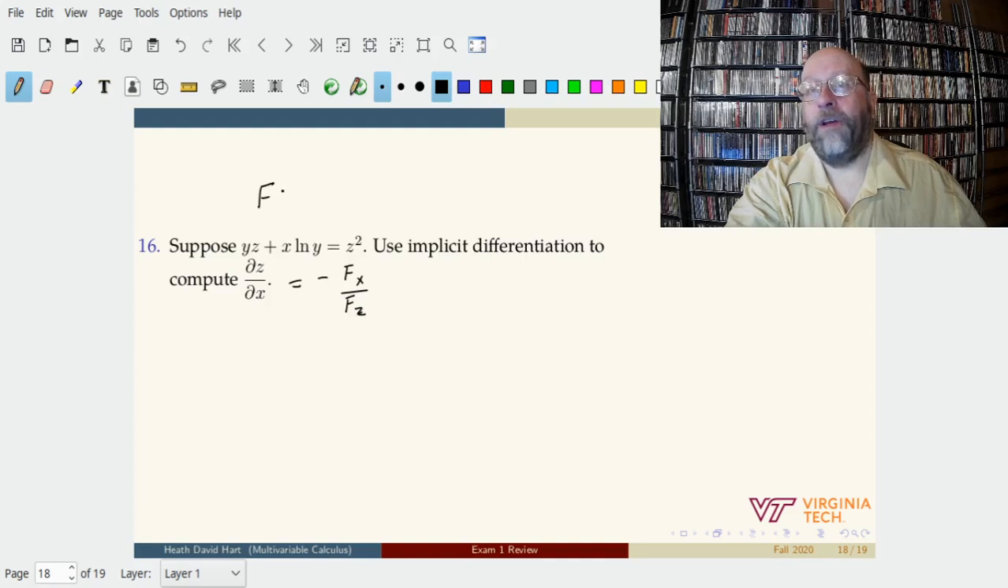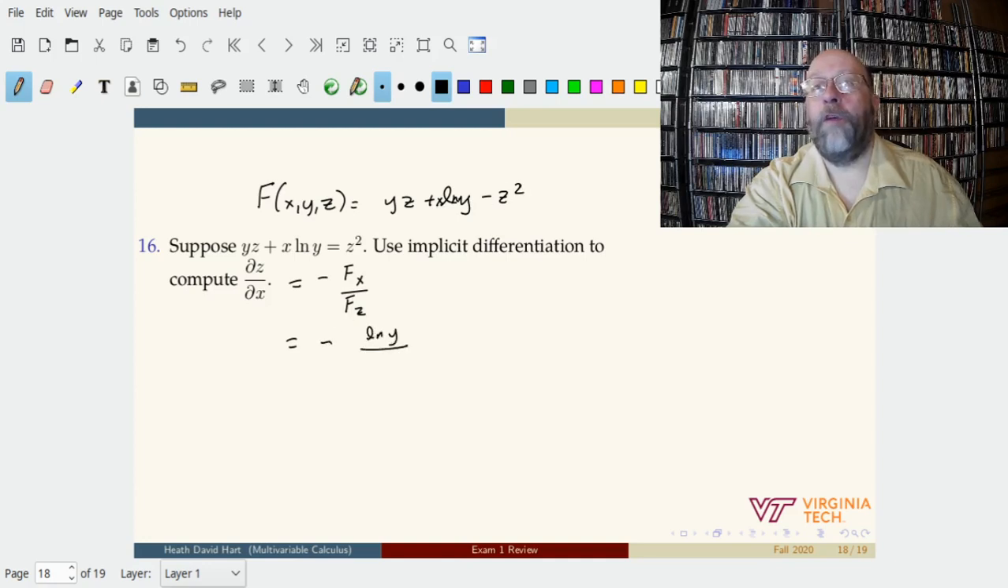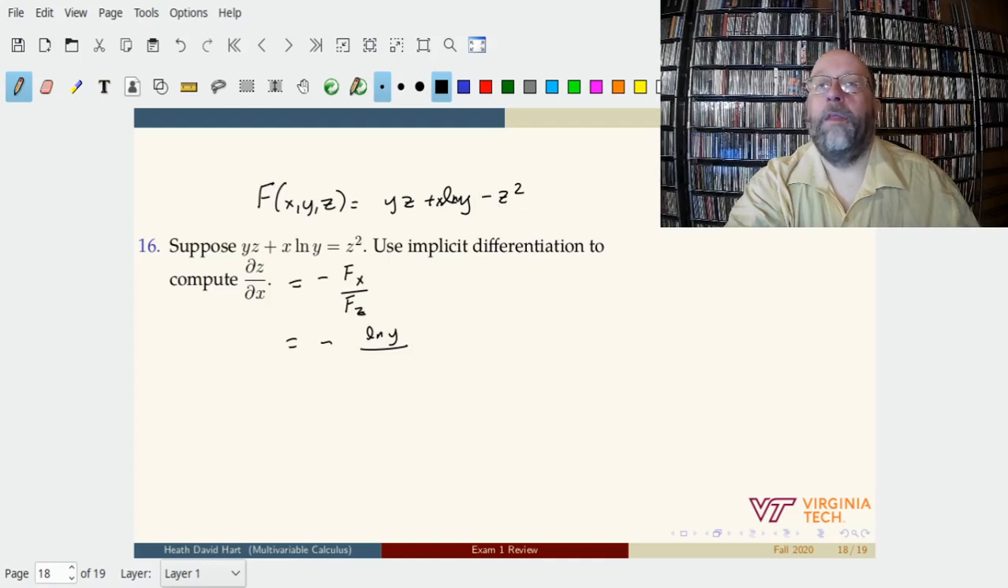So my calculation, my formula, capital F, is yz plus x ln of y minus z squared. The derivative with respect to x, there is no x in this term. There is an x in this term. The derivative of x ln of y will be 1 ln of y. And there's no x in this term. The derivative with respect to z for this term is y. There is no z in this term, but this is going to be negative 2z.